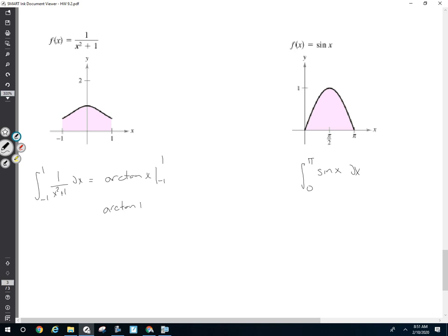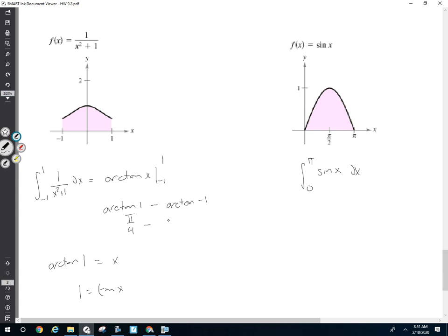Now, arctangent of 1 minus the arctangent of negative 1. Do you know that? No, you probably don't. I don't want to stress you out about it. But I believe I know the answer. Take the tangent of both sides, you get 1 equals the tangent of x. And what is x when tangent equals 1? It's pi over 4.